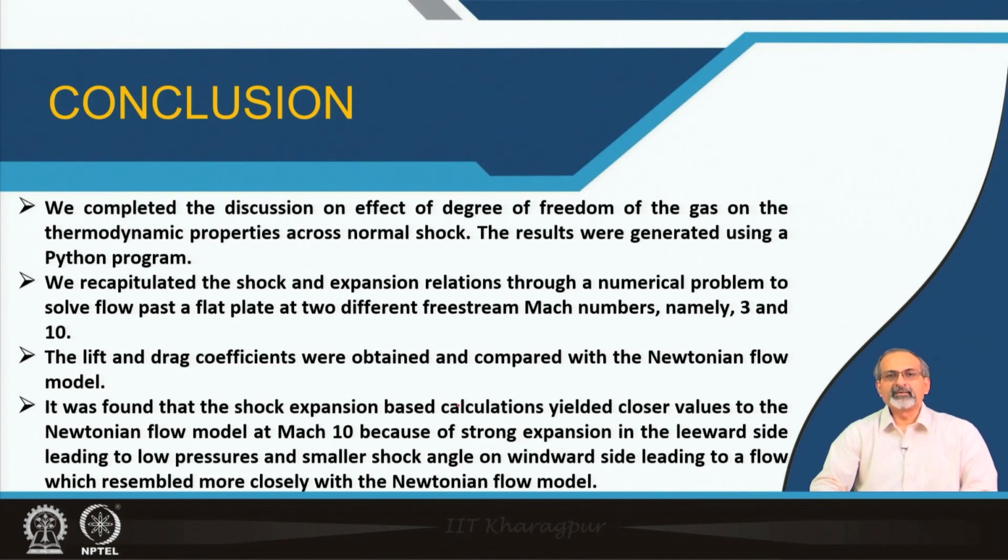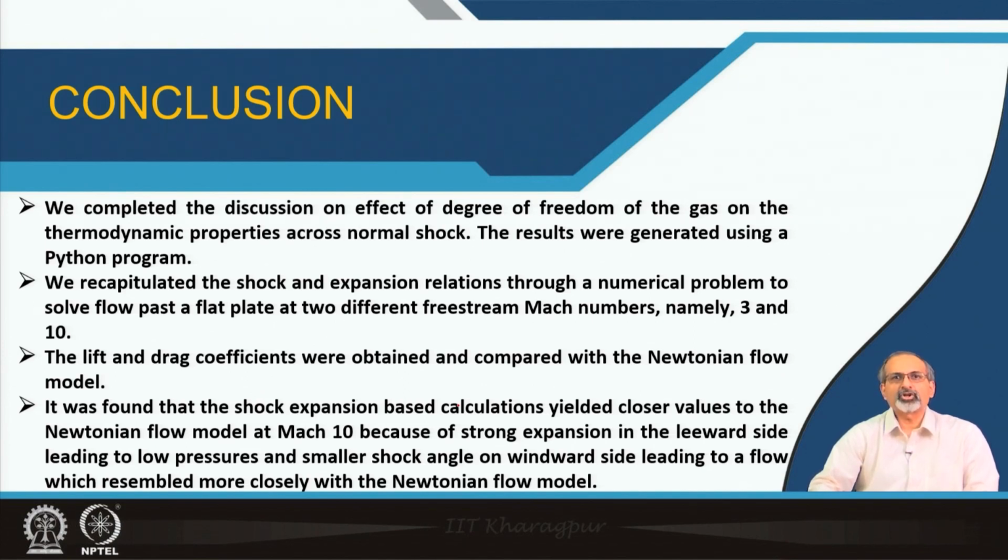Let us conclude by saying that we completed the discussion on effect of degree of freedom of the gas on thermodynamic properties across a normal shock. The results were generated using a Python program, and you are encouraged to develop a program of your own. We recapitulated the shock and expansion relations through a numerical problem to solve flow past a flat plate, and we chose two different Mach numbers, 3 and 10. The lift and drag coefficients were obtained and compared with the Newtonian theory model.